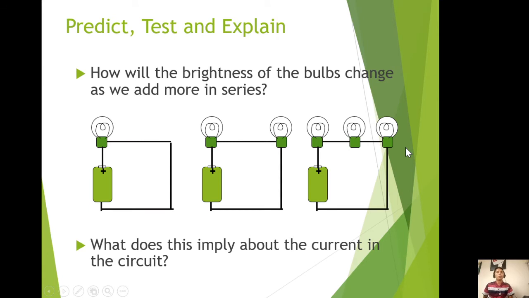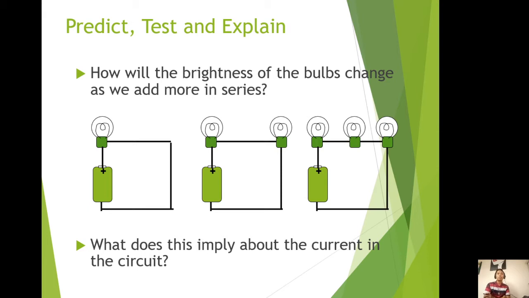Now, predict, test and explain. How will the brightness of the bulbs change as we add more in series? Assume that the bulbs are typical, of the same characteristics, the same rating, the same wattage, and so on and so forth. So how will the brightness of the bulbs change as we add more in series?